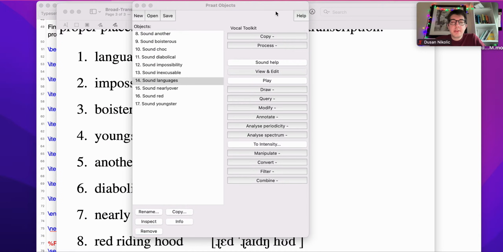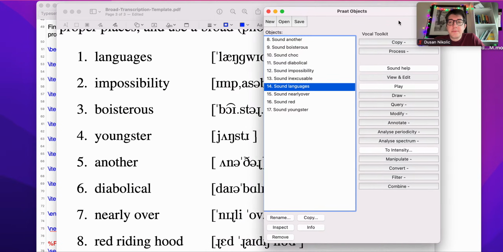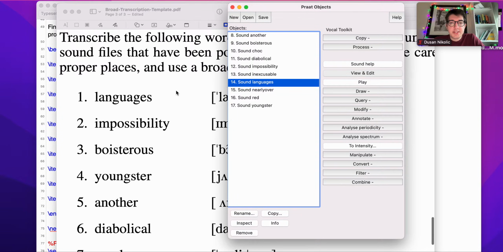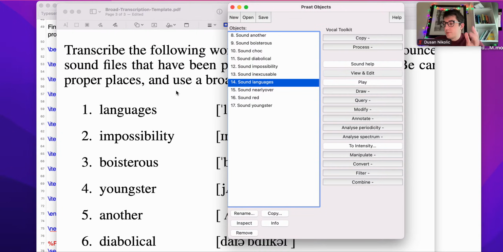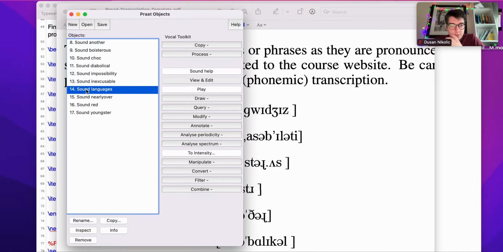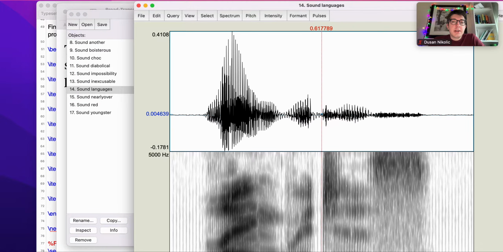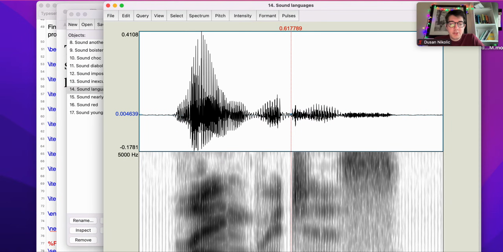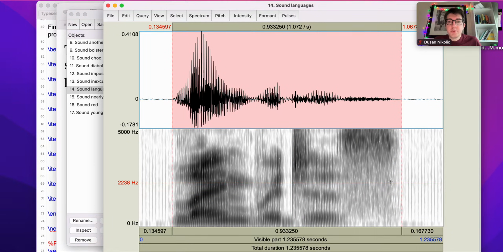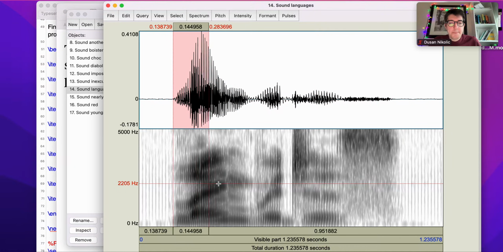Okay, link 341. Finally, we will record, or I will record actually, the feedback for your transcription exercise number 3 from the broad transcription exercise. The first one on our list is languages, right? Languages. So we have a sound here. Languages, right? And we can listen to it a couple of times to see how this one is produced. Languages.